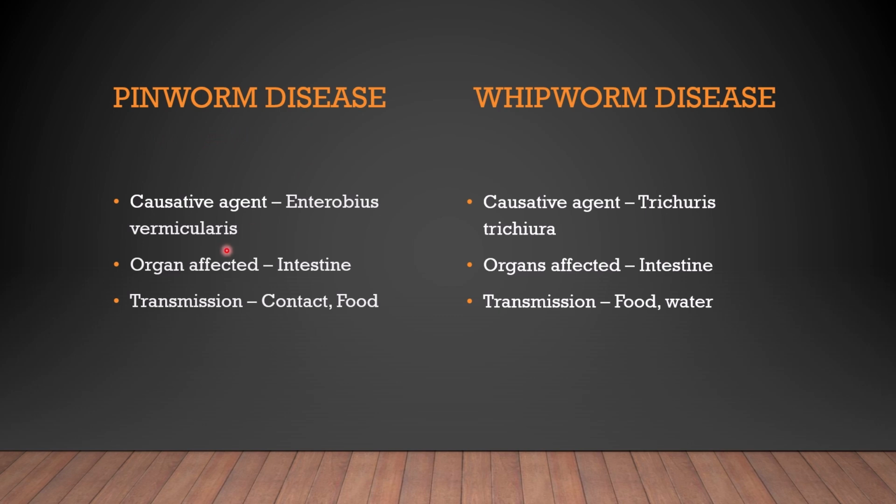Pinworm disease. The causative agent of this disease is Enterobius vermicularis. The organ affected is the intestine. Transmission is through physical contact and contaminated food. Whipworm disease. The causative agent of this disease is Trichuris trichiura. The organ affected is the intestine. Transmission is through contaminated food and contaminated water.